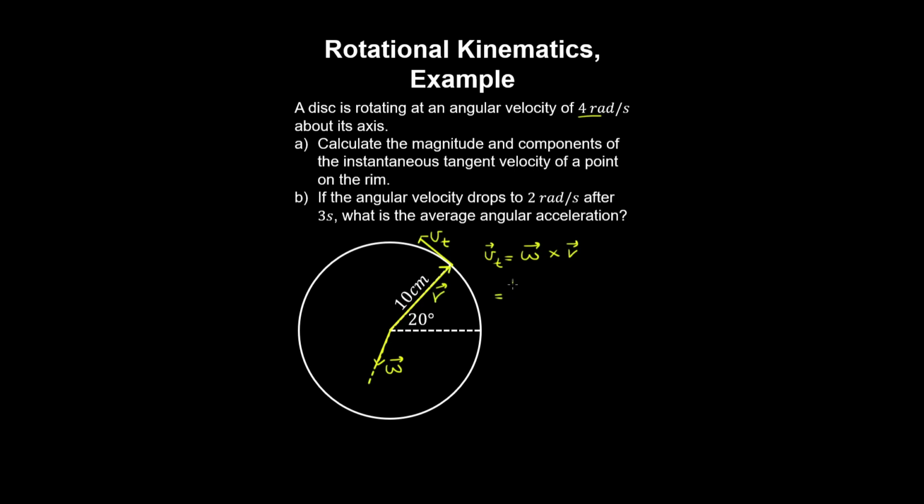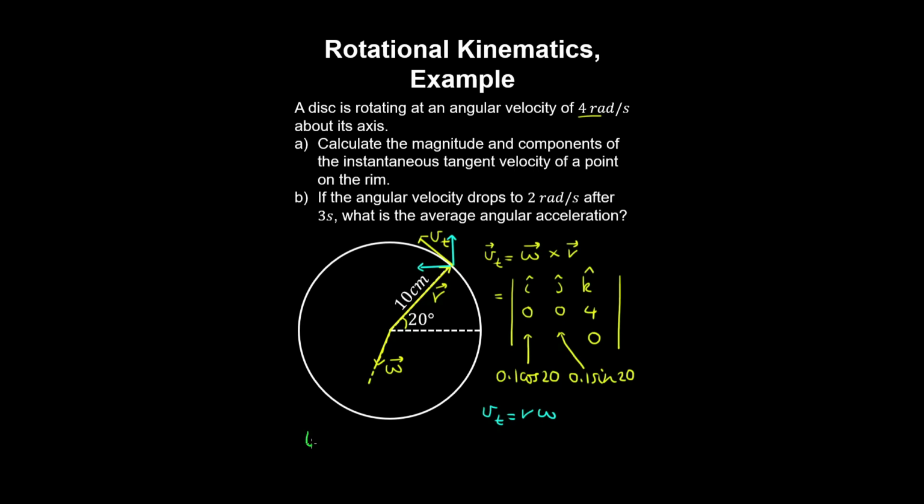So using the determinant method, we'll write the angular velocity components in the first row and the radial vector components in the second row, which you can obtain using trigonometry. So that's going to give you the horizontal and vertical components of the tangent velocity. And to obtain the magnitude, well, you simply multiply r by omega.